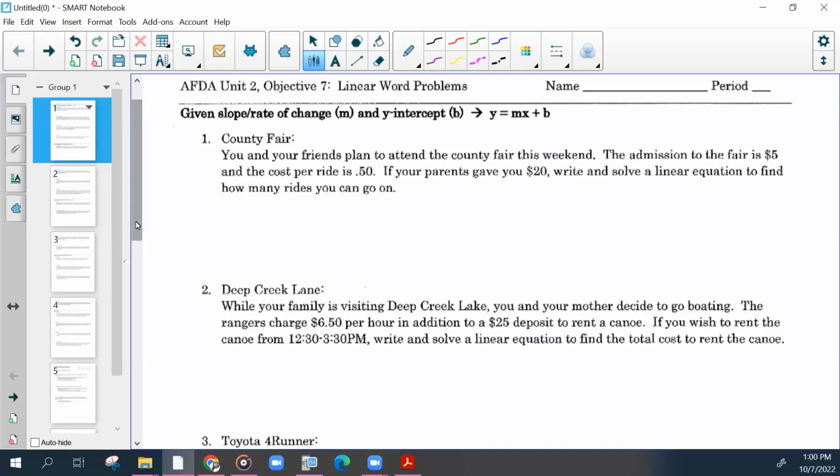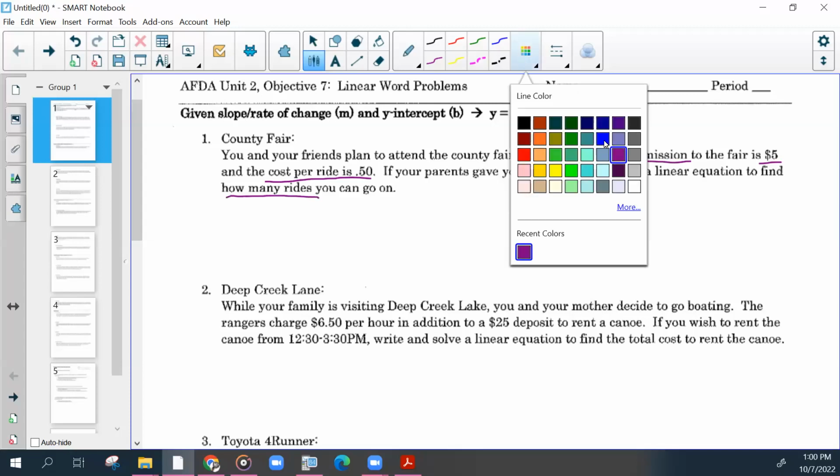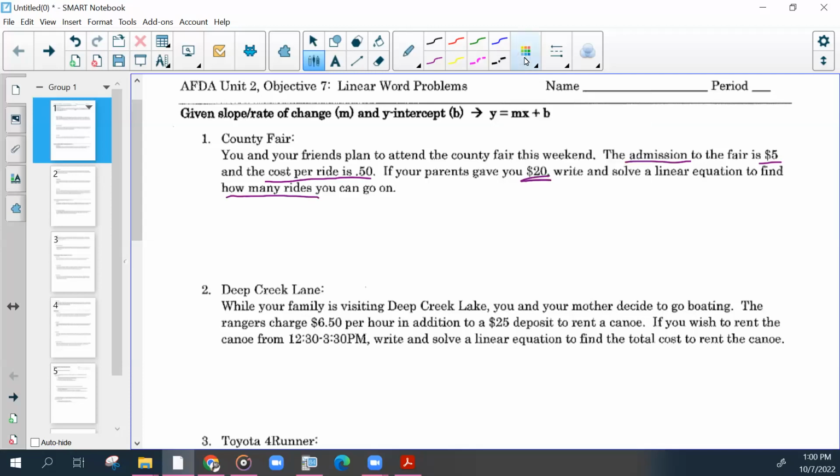So my first thought is to find important information that you think is important. So anything with numbers is important. $5 is talking about admission. The cost per ride is 50 cents. Parents gave us $20. We have to write and solve to find how many rides we can go on. Okay, so those are important things. Now, our end goal is to write an equation, and then we have to solve it. But first, let's just write the equation.